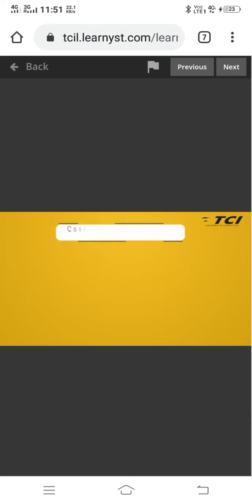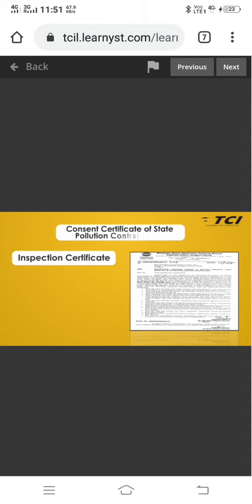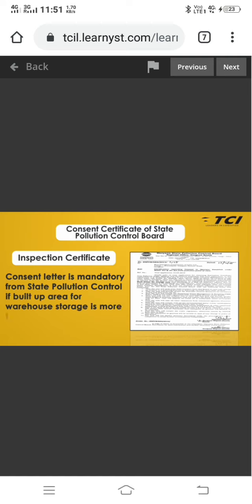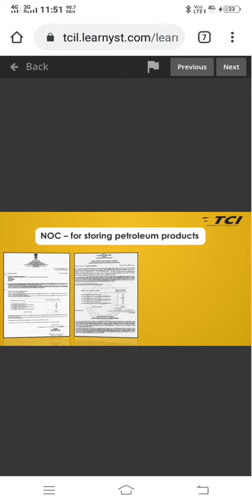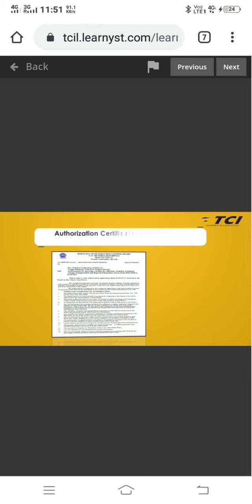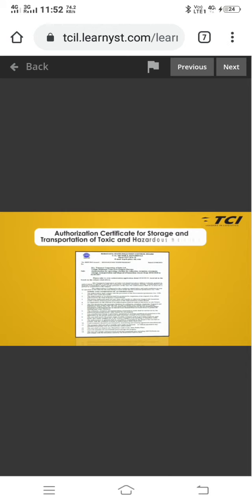Here is the consent certificate of State Pollution Control Board. Consent letter is mandatory from State Pollution Control if built-up area for warehouse storage is more than 20,000 square meters. This is the no objection certificate for storing of petroleum products. Compulsory license is required for storage of petroleum on premises. Authorization certificate for storage and transportation of toxic and hazardous materials.